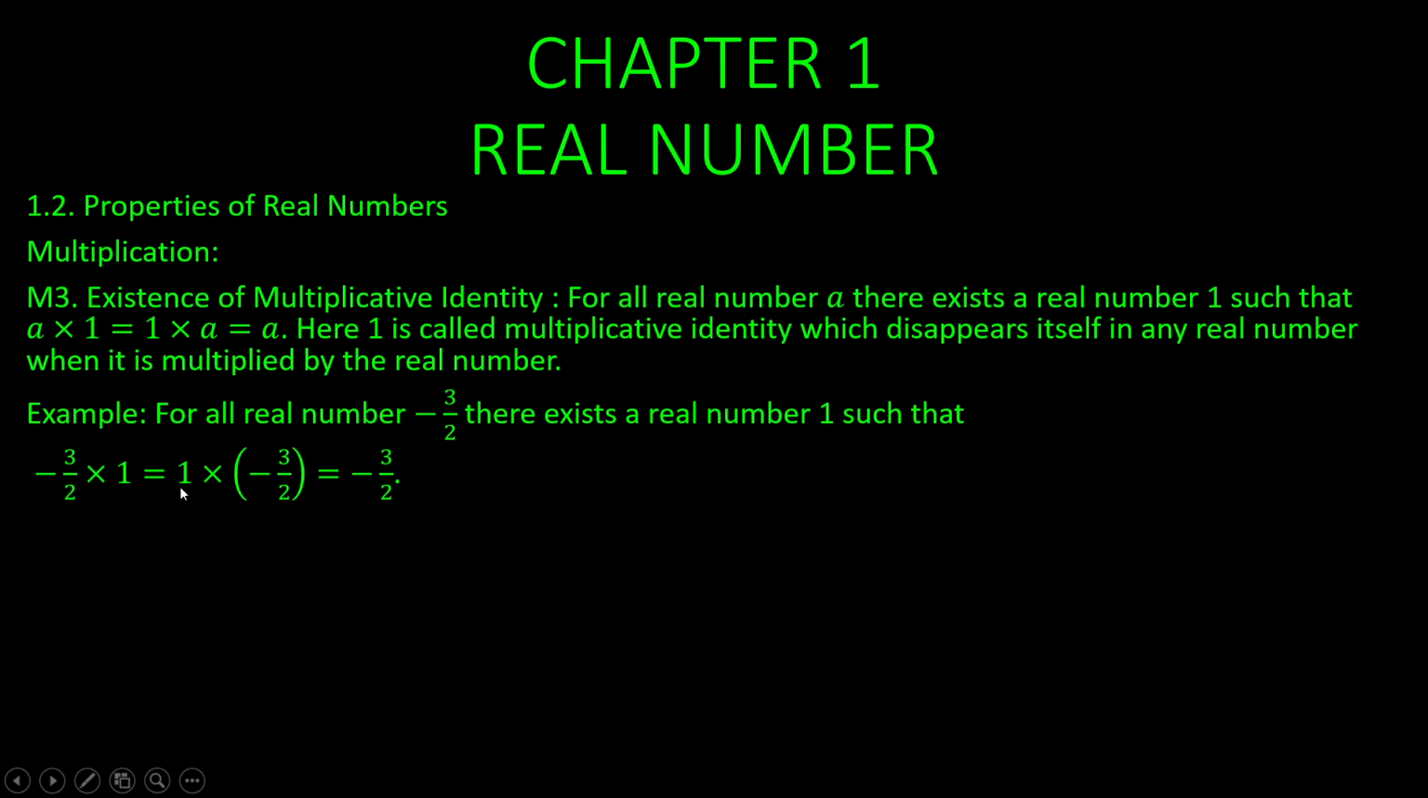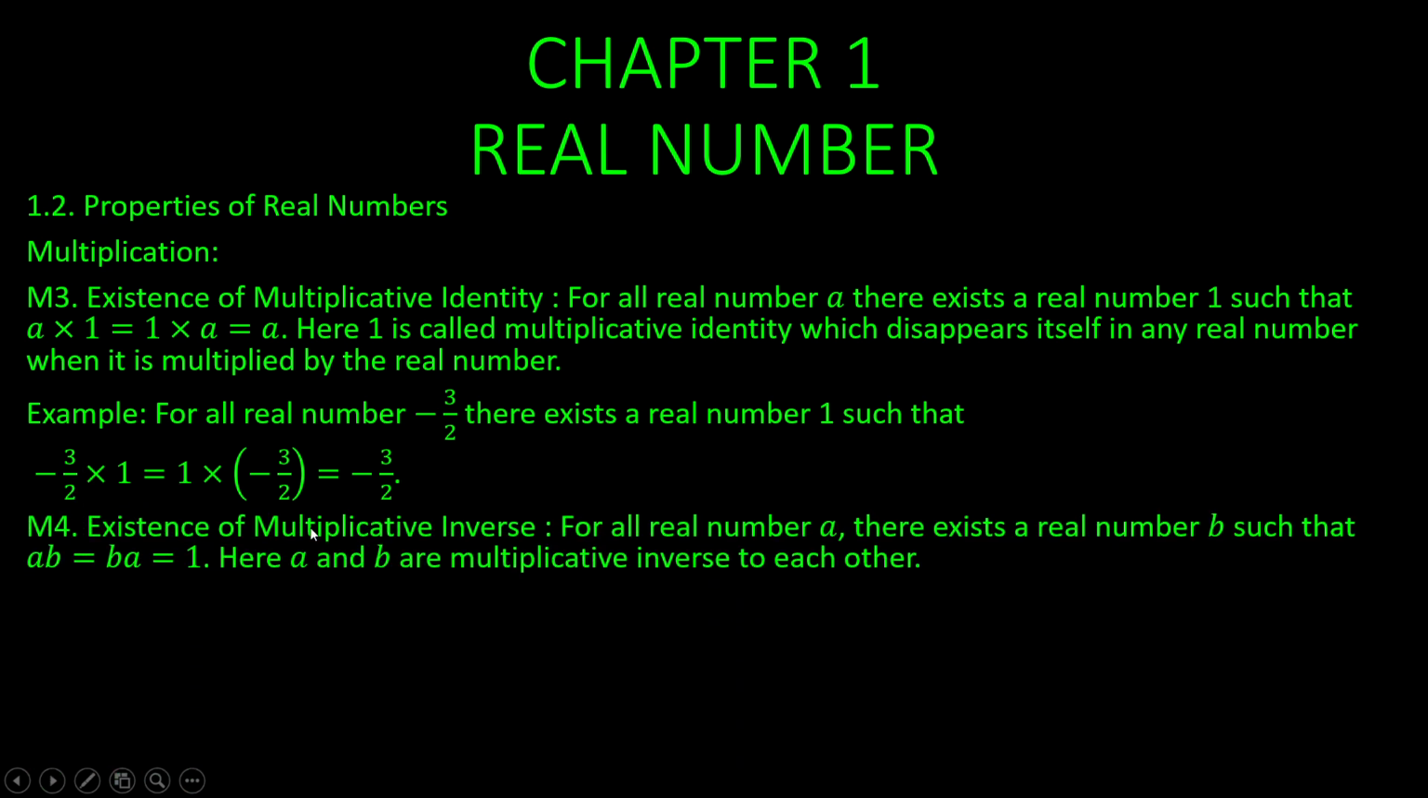For an example, for all real numbers, minus 3 by 2, there exists a real number 1 such that minus 3 by 2 into 1 equals 1 into minus 3 by 2 equals minus 3 by 2. That means here 1 disappears in minus 3 by 2.